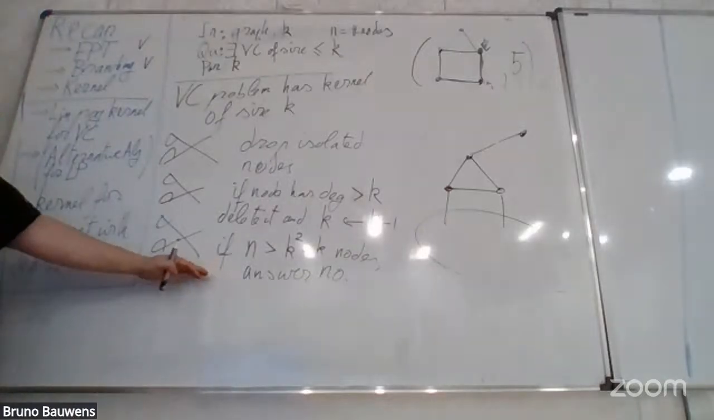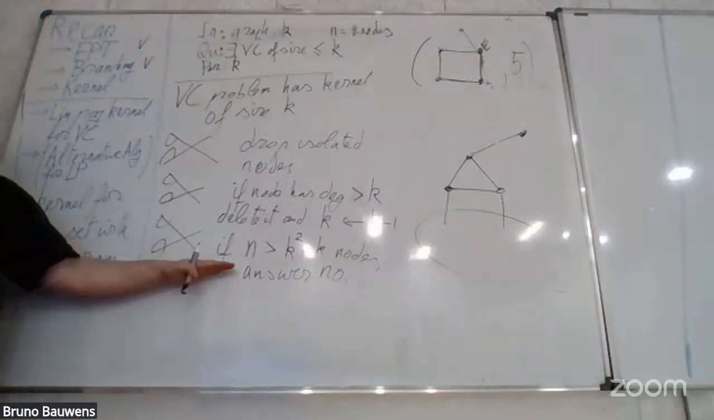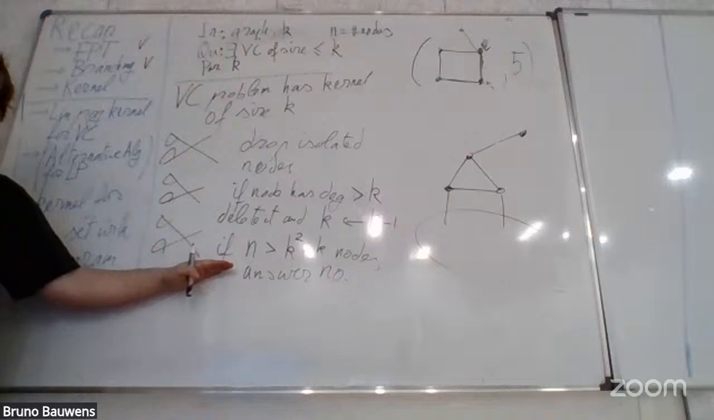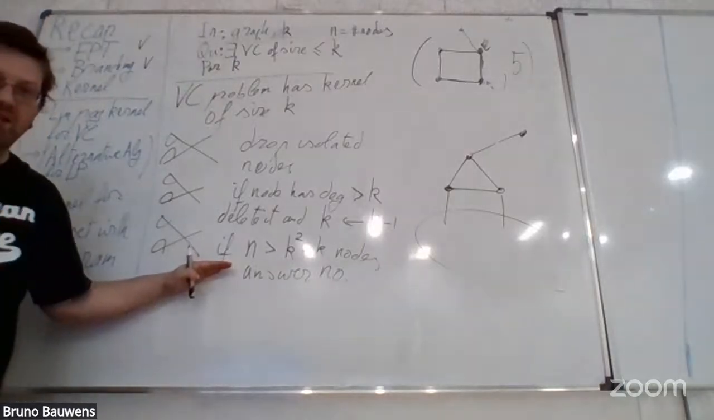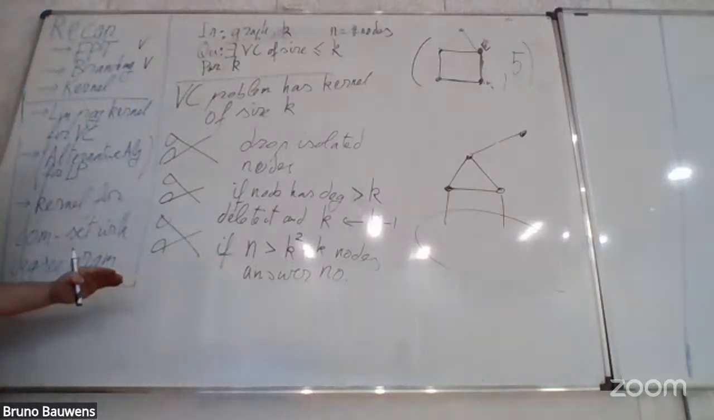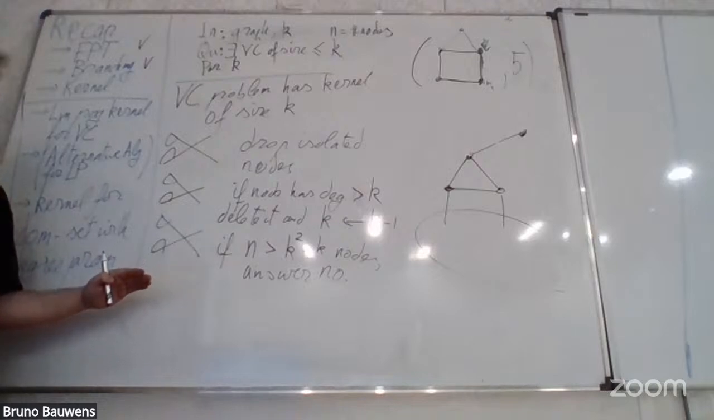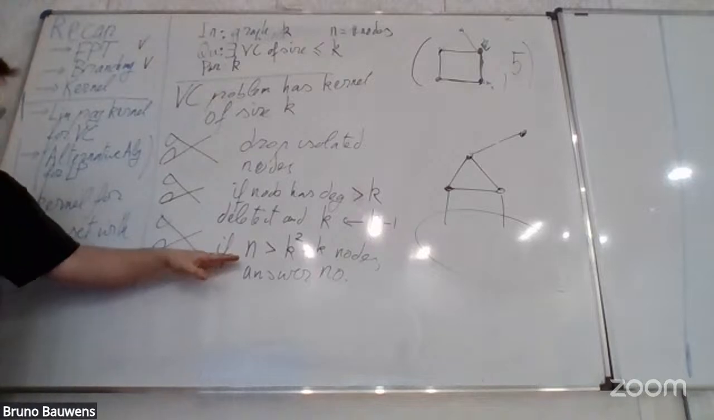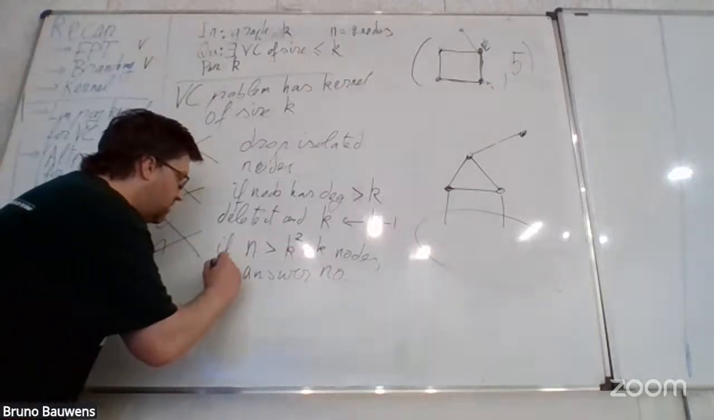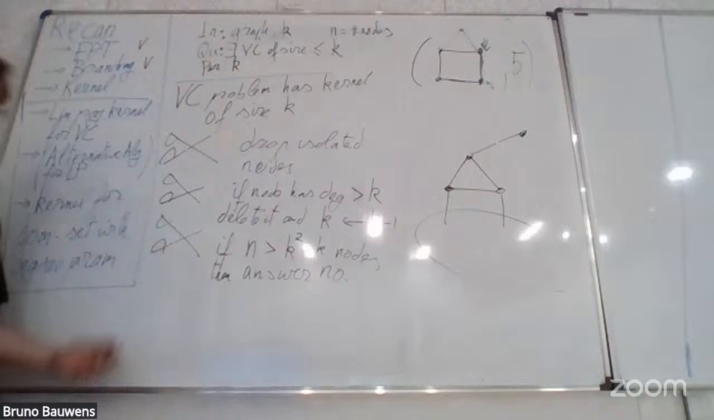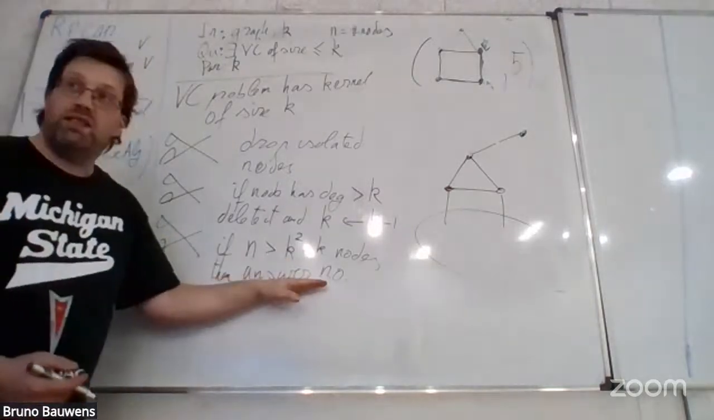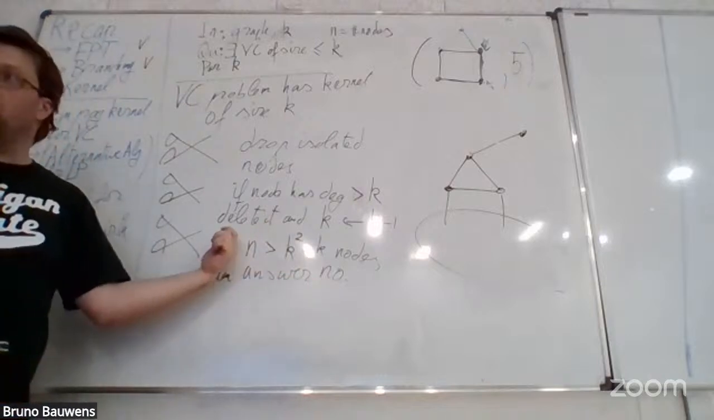Okay, why is this rule correct? Does somebody remember it? We explained it in the one but last lecture. So let's say contrapositive. They say if n is large, then the answer is no. I will prove the contrapositive. That means if the answer is yes, then n is small.